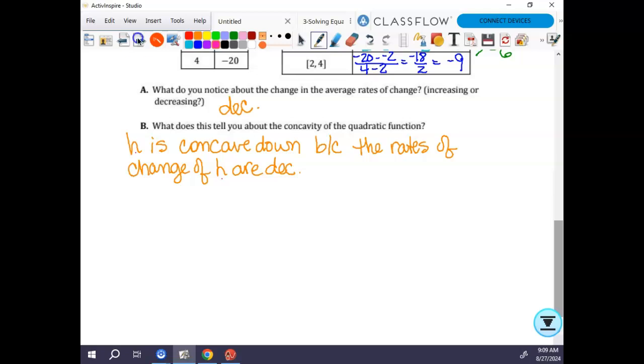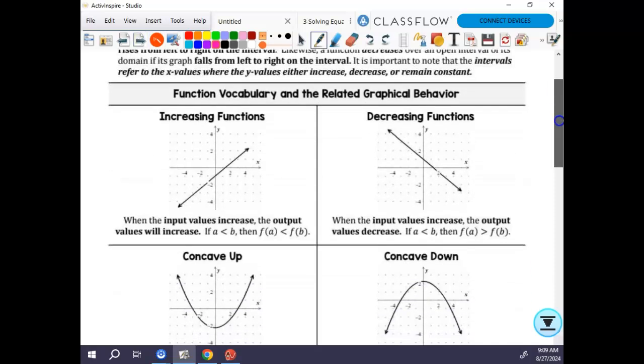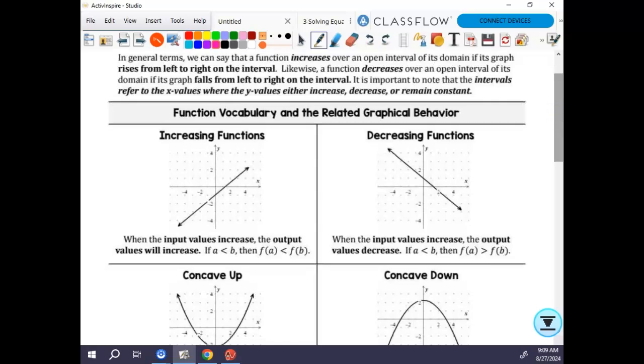All right, so then I know we started over here, but we're gonna go back and talk about a little bit of this anyway. So this just defined increasing, decreasing, whatever. But one of the most important things here is that the intervals refer to the x values, where the y values are either increasing, decreasing, or remain constant. So like I've said multiple times, we talk about y, we look at y, we write about x, right?